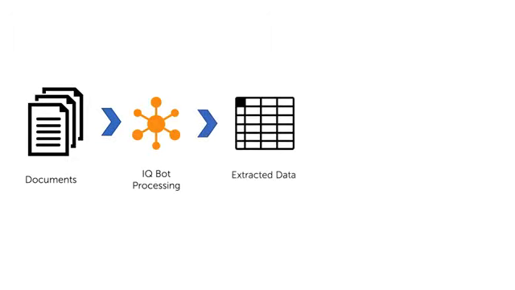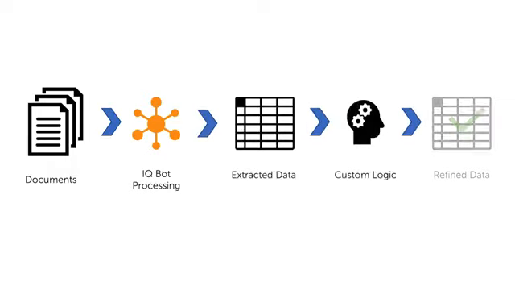In this video, we will demonstrate how to use the custom logic feature in IQBot to further refine extraction results. The custom logic feature enables a user to use Python scripts to make very specific changes to IQBot extractions. For instance, if a user wants to adjust extracted data for more seamless integration in target systems, a user can add custom logic to modify the extraction to yield desired results.